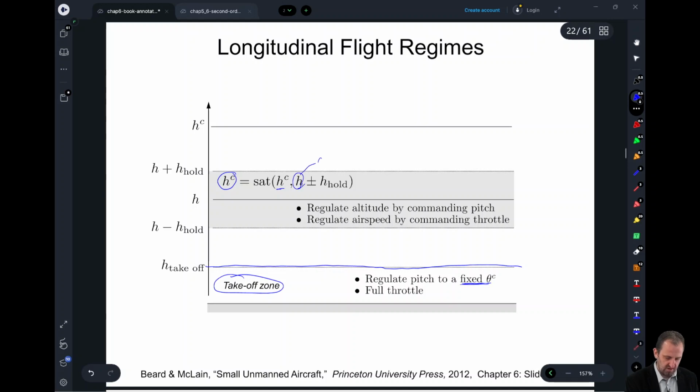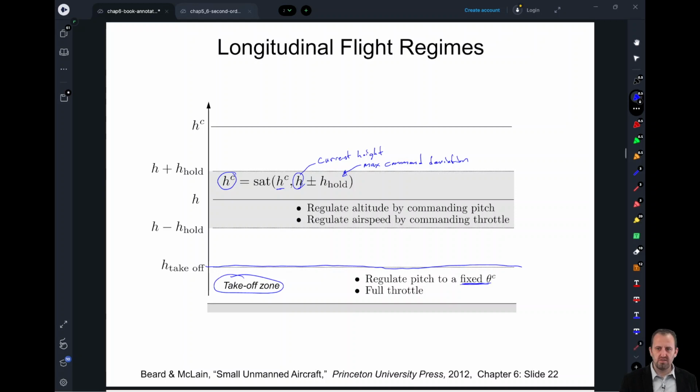So our height command is going to be saturated based on our current height. So this is the current value, and the maximum deviation, the maximum command deviation. While we're in that regime, we're going to continue to rise to our desired altitude, but we're not going to command the desired altitude right off the bat.